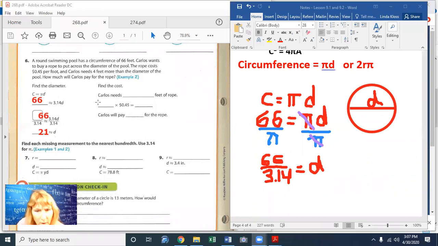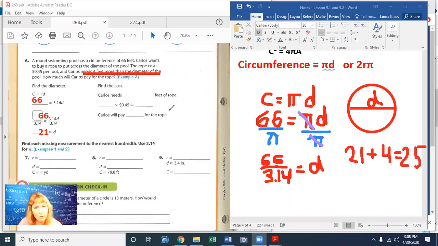Now find the cost. Carlos needs blank feet of rope. He needs 4 feet more than the diameter of the pool. We know the diameter is 21, so he's going to need 21 feet plus 4 more. 21 plus 4 is 25. So he needs 25 feet of rope.